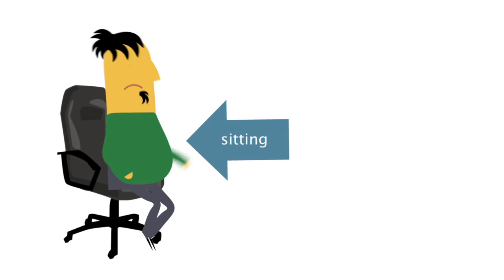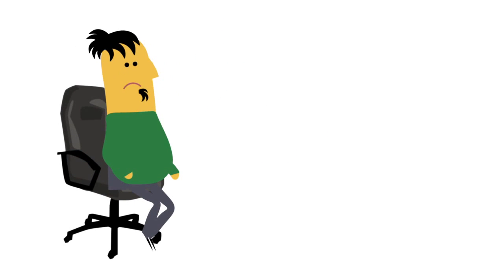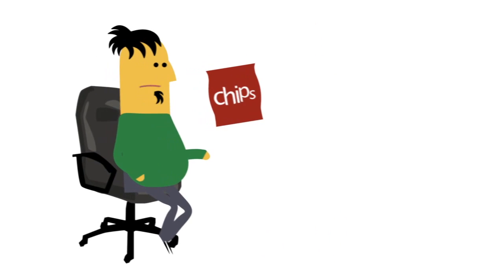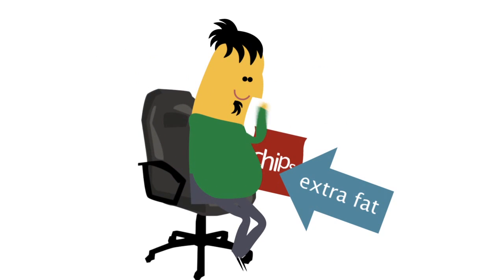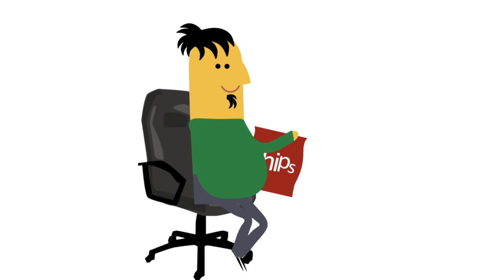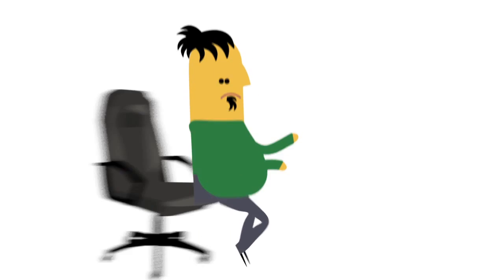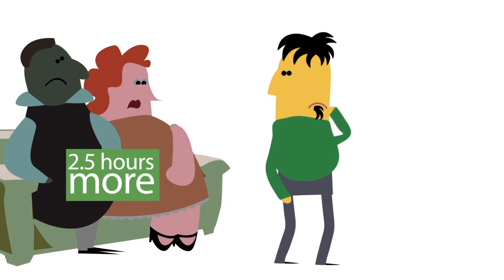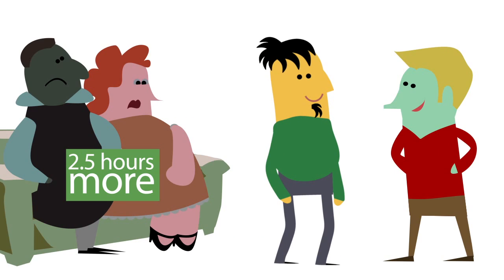It's sitting. You see, most people think the reason they feel unhealthy is because they don't exercise enough, or they eat too much. But the biggest reason we're fatter than we want to be, and that some part of us is always sore, is this. We sit, like, all the time. Did you know that obese people sit on average 2.5 hours more than thin people?